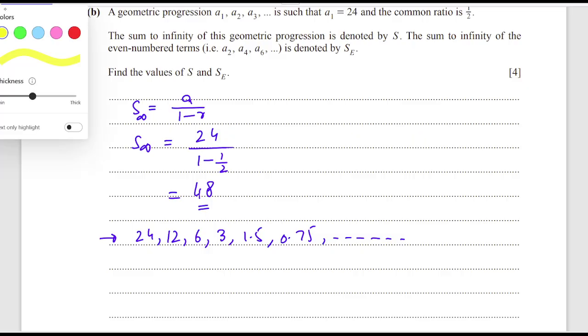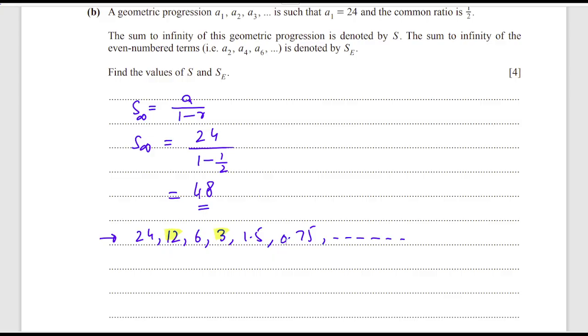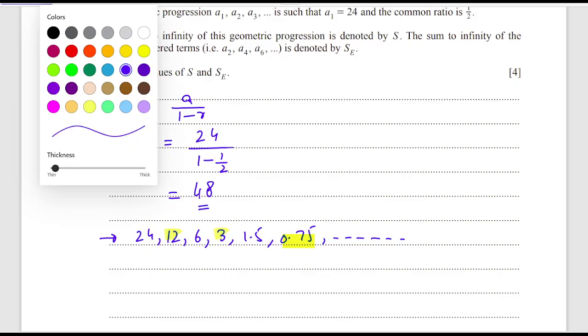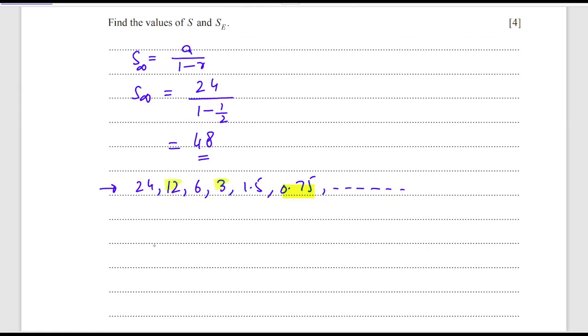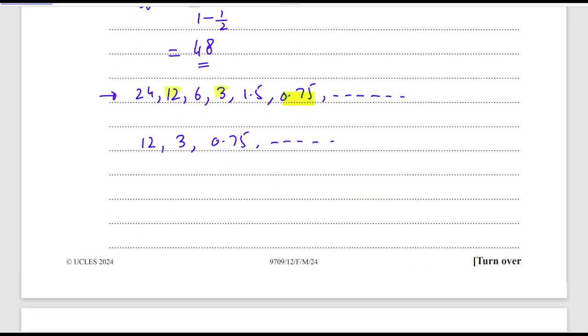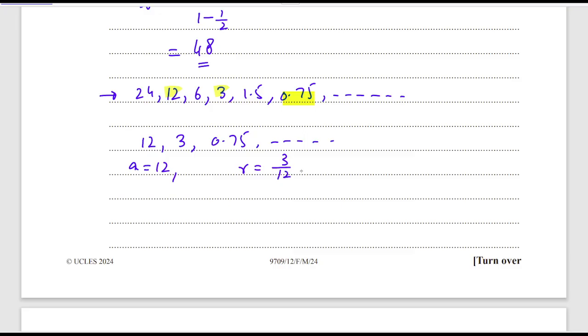Now identify, highlight even terms. The first even term is 12, the second one is 3, and the next one is 0.75. So the sequence of even numbered terms can be written as 12, 3, 0.75 and so on. Now this is again a geometric sequence with the first term a equal to 12 and the common ratio 3 over 12, which equals 0.75 or 1 over 4 in exact form.